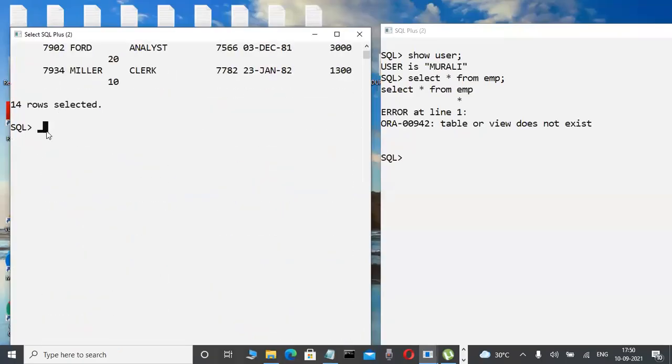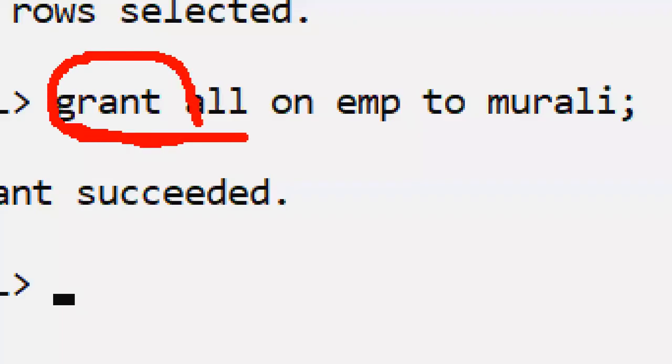For example, now check it out here. Suppose this Murli user requests the Scott user, please give me your table. Then he is giving permission. For example, grant, some grant commands are there. Don't worry, later you will be familiar with these things. Whenever Murli user requests permission, please give me your table, then the Scott user gives permission: grant, revoke. Some commands are there. Don't worry. These commands we are learning in our course.